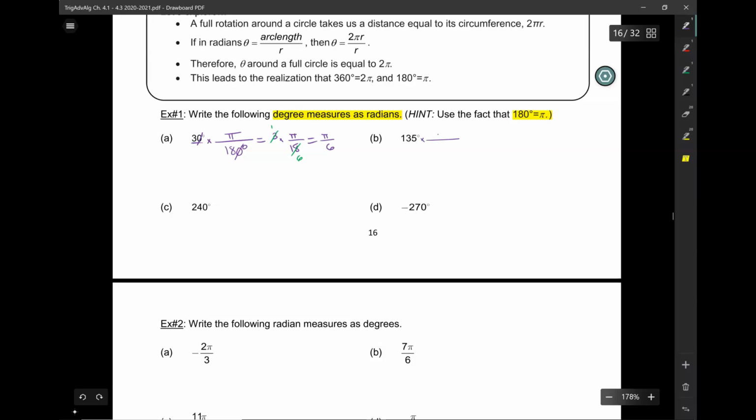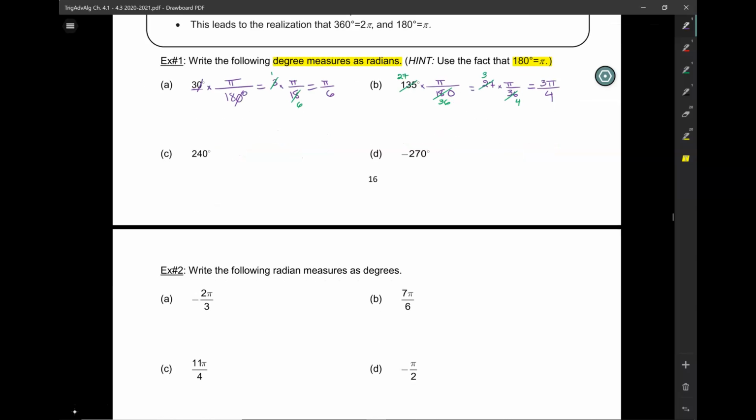Let's do another one. Times pi over 180. All right, so what I'm going to do now is divide both by 5. I divide by 5, I get 27. I get 36. So now I have 27 times pi over 36. Now I can divide by 3. Actually, I can divide by 9. I divide by 9 and I get 3 and I get 4. So that is 3 pi over 4.